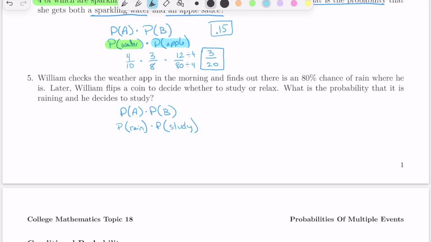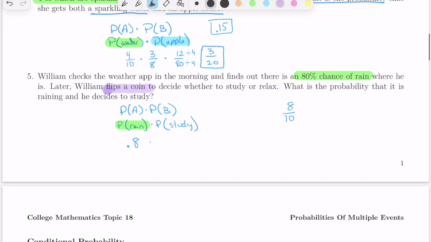Well, the probability that it's going to rain, we can see that it's an 80% chance of rain. So there's really not a lot to do. I could just put 0.8 here. That's just fine. If you want, you could write that as 8/10ths, right? Maybe I'll come over here and do this. So 8/10ths. But 80% is just 0.8. And then we've got to multiply that with the likelihood that he studies. So it says he's going to flip a coin to decide whether to study or relax. So that means that if he flips a coin, he is going to have a 50% chance of it landing favorable to study. And then we just multiply those, 0.8 times 0.5. If we multiply those two numbers together, that will get us 0.40, or just 40%, or 0.4.